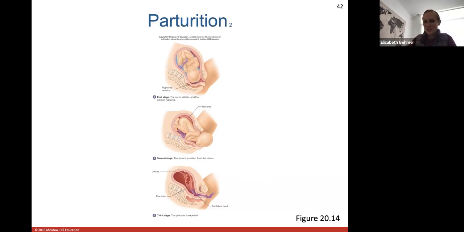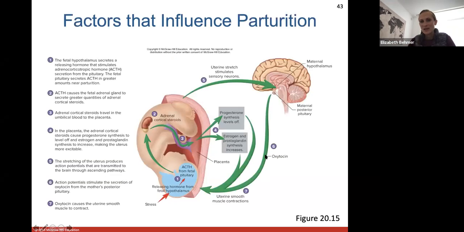Okay, so this is parturition, the 3 stages. First stage, the cervix dilating, the water breaking, amnion ruptures, amniotic fluid leaks out. The second stage is when the fetus is expelled. And then the third stage is actually pushing out the placenta as well.